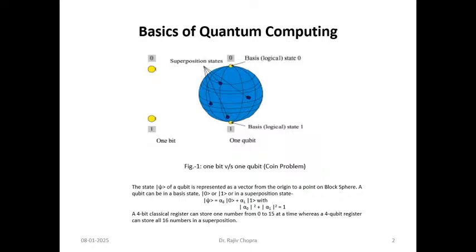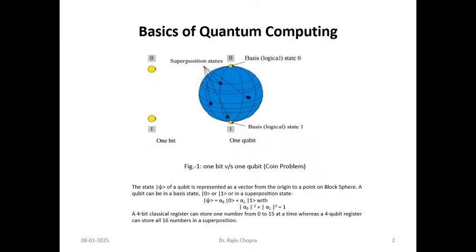On the left side of the figure, I have shown how we used to work on classical systems, when human machines worked with either logic 0 or logic 1. But when I'm talking about the qubit, the basis states are the same, 0 and 1, but all of the states in between are states of superposition. Now, this is similar to the coin problem. Suppose I am tossing a coin. When the coin is in my hand, either it is head or tail.